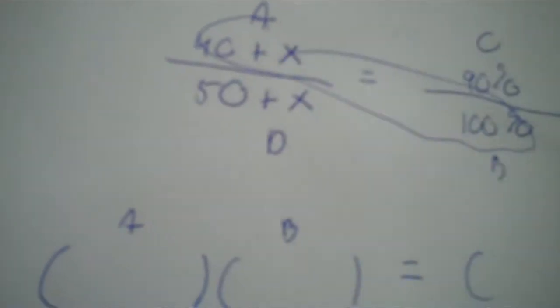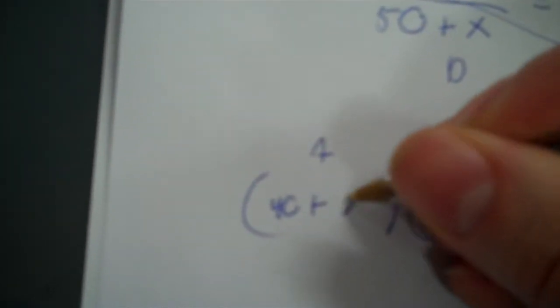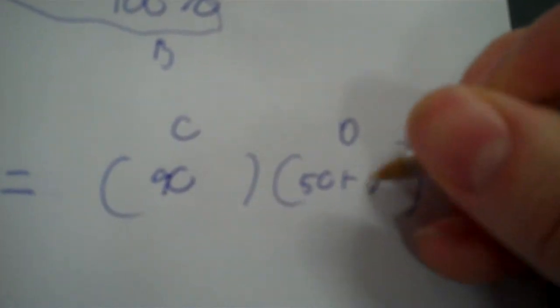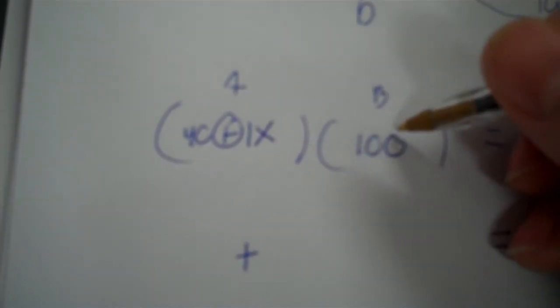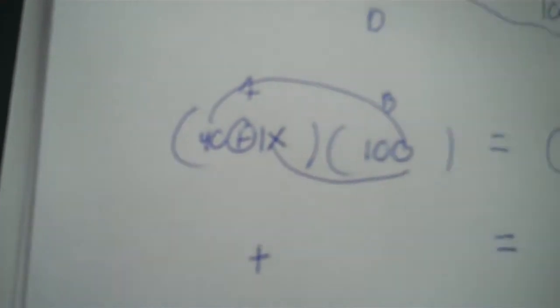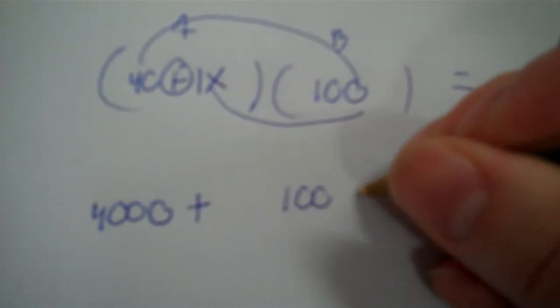Okay, so we'll be taking A times B, and then we know that that's always equal to C times D. So A is 40 plus X, and B is 100. C is 90, and then D is 50 plus X. You have to distribute here because you have a plus. You take 40 times 100, and then 1X times 100. 40 times 100 is 4,000, and 100 times 1x is 100x.